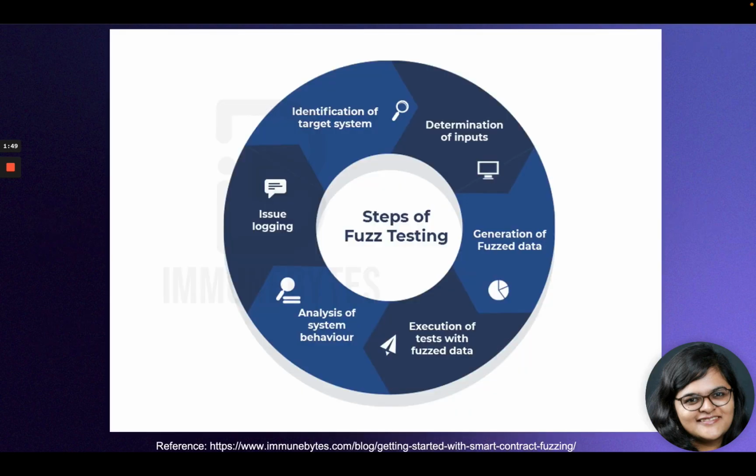Let's understand how fuzzing works. What is the life cycle of fuzzing? Thanks to ImmuneBytes, they have a great blog on it, which I'll be linking as a part of the reading material as well. Here is a quick understanding of the cycle of fuzzing. The first is identification of the target system. What do you want to test? In our case, it's going to be our Solidity smart contracts. You can actually even do fuzz testing for an entire dApp, but we are not going to go there as of now.